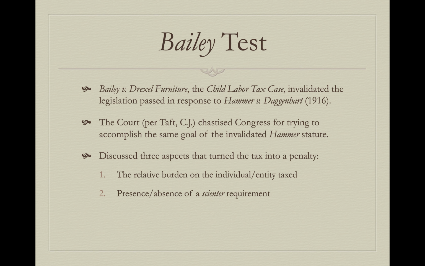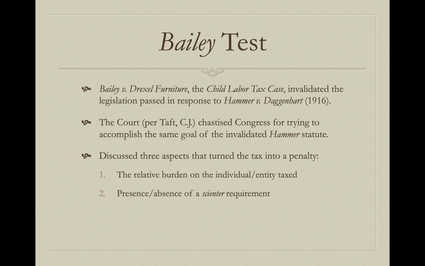You look for the presence or the absence of a scienter requirement, and you might remember that term from criminal law. Scienter means knowledge. So does the tax only kick in when someone has knowledge of their actions? Because if that's the case, then it looks like you're taxing knowledge of wrongdoing. Does the tax only kick in when you know that you're purchasing something made with child labor? If so, that looks more like a penalty, right?